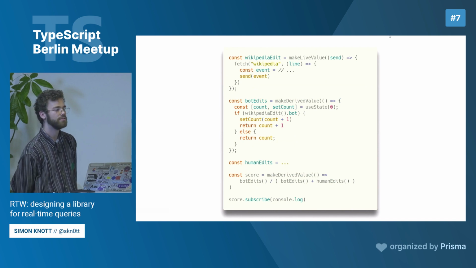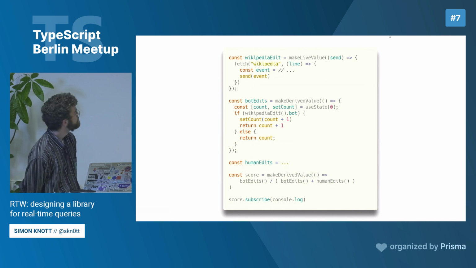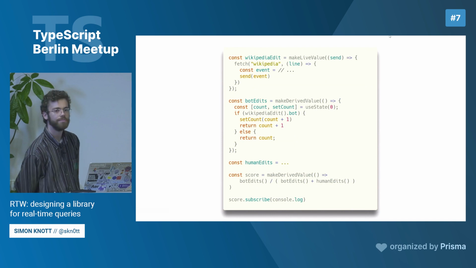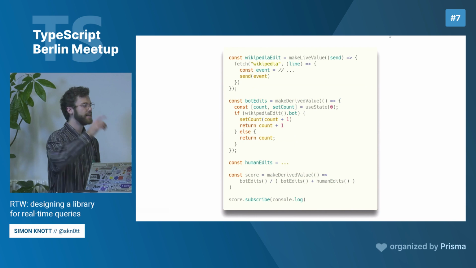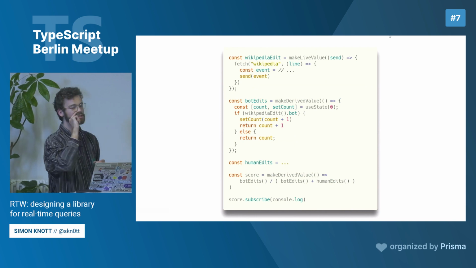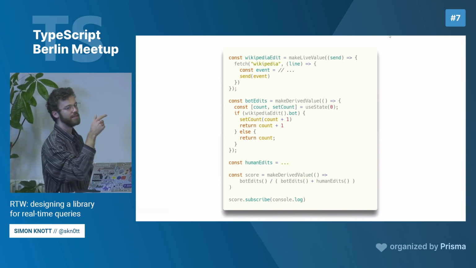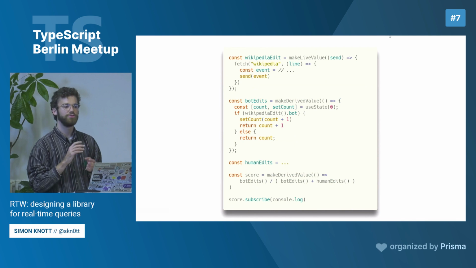Anybody have an idea why we need to do this? Async change is not synchronous. Correct. So what he said is because it's not synchronous, it will not immediately be applied. It's the same problem that you have in React.